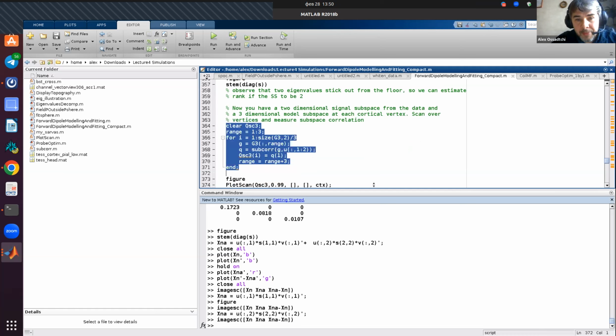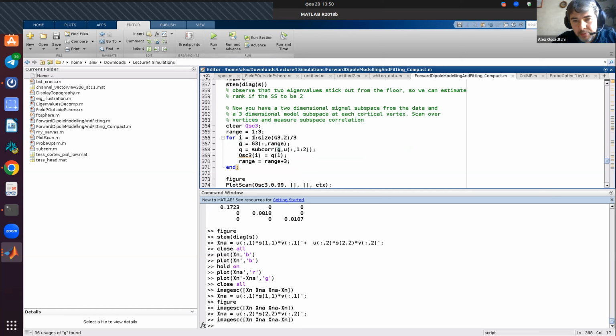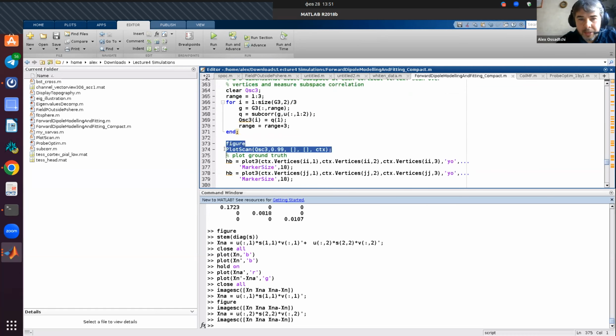You just do the scan. You just do subspace correlation between the model for every location in the brain and your signal subspace. Okay, I limited it to the first two singular vectors because they have the data. The rest is not about the data. The rest is about noise. Okay, and I found the best linear combination in this space and in this space, so that the angle between them is minimized, the cosine is maximized, and that's it. I did the scan, and I plotted the scan.